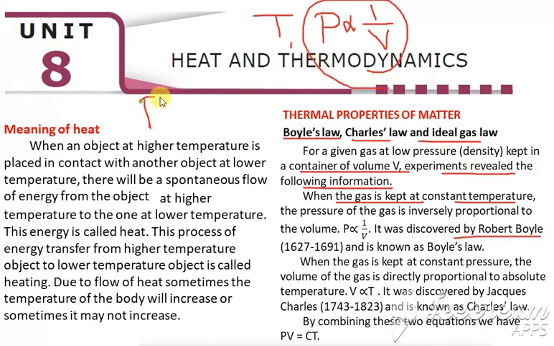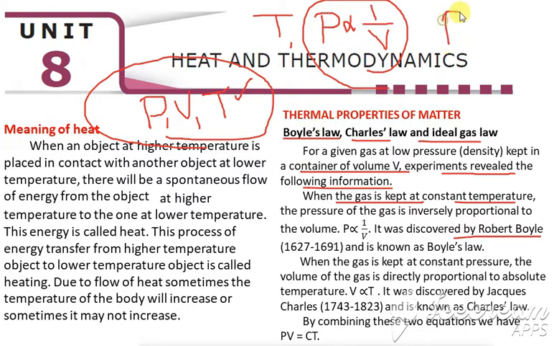So all of this involves P, V and T. Charles's law and Boyle's law both give a relation between P, V and T. First, Boyle's law: at constant temperature, P is inversely proportional to V. Next, Charles's law: at constant pressure, V is proportional to T. So at constant pressure the volume is directly proportional to the temperature. This was discovered by Jacques Charles, and so this is called Charles's law.